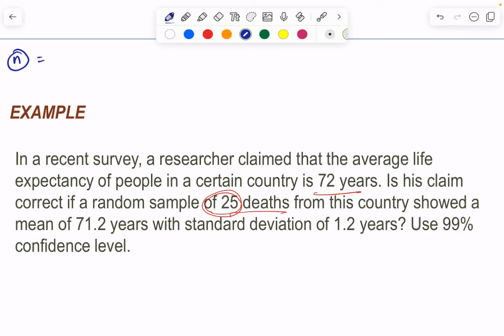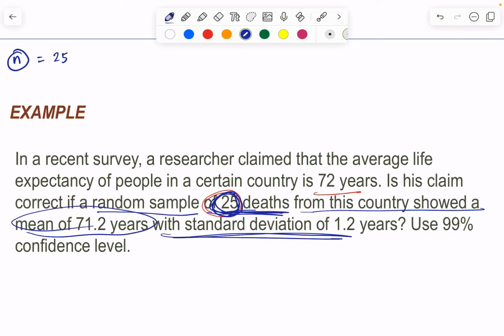Now, what's the sample size of this problem? So, nata diri random sample of 25 deaths. So, our sample size is 25. Kaning 25 deaths, mao'y gikwaan nato sa atoang data, gikwaan nato sa atong sample mean ug sa atoang standard deviation. That's why this will be our sample size, ang kaning 25.